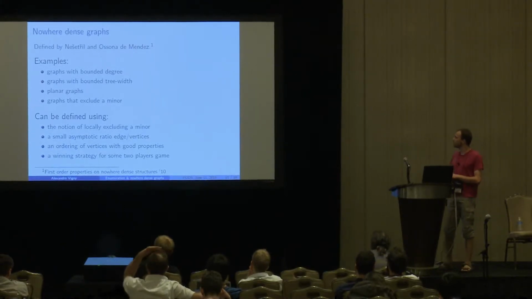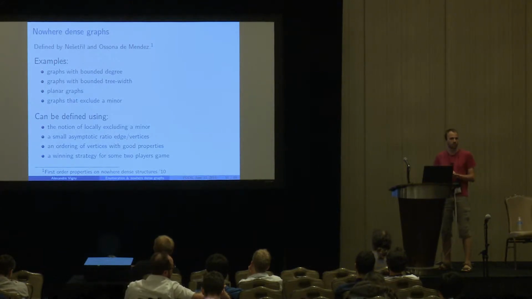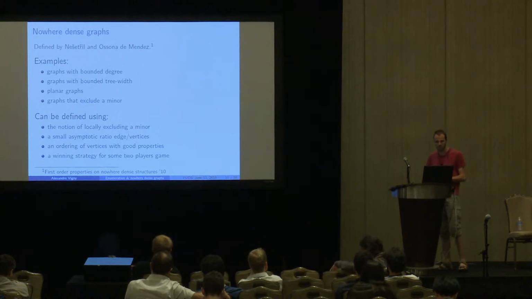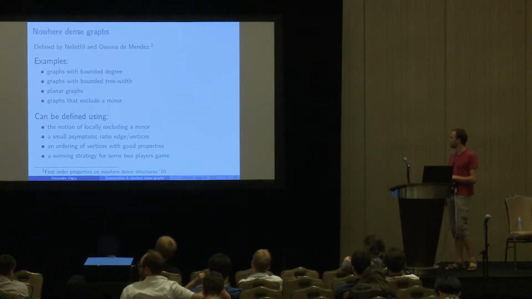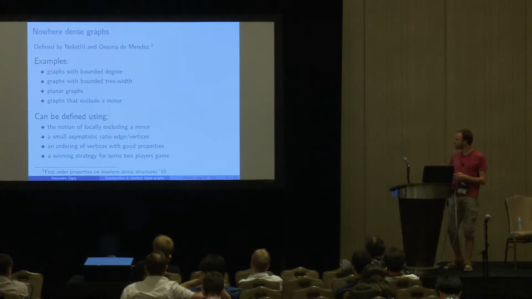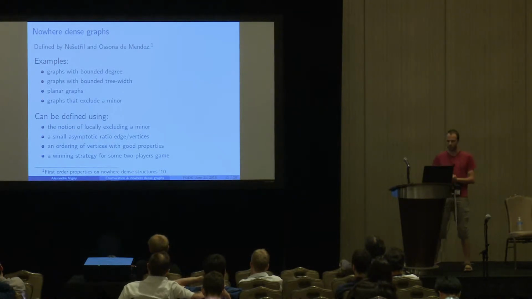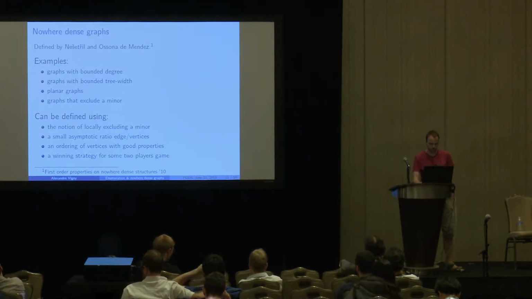So any kind of bounded degree graphs, graphs with bounded tree widths, planar graphs, any class that excludes a minor is nowhere dense. And this is a really robust notion. There are lots and lots of equivalent definitions using the asymptotic ratio of edges over vertices, the notion of locally excluding a minor, and more recently a winning strategy for some two-player games. I will talk about that later.